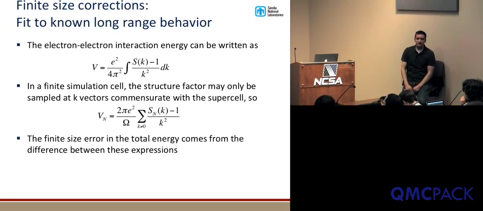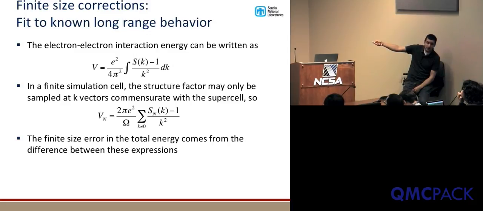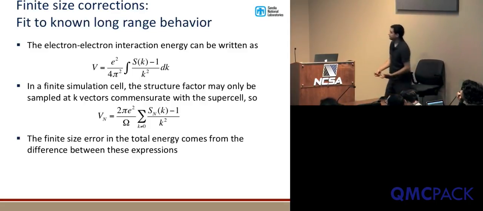So now in a finite size simulation cell, we actually don't get to do this integral, right? We're doing some summation over all the k vectors that are commensurate with the supercell that we have available to us. So there's a discretization error that happens when we're looking at this, but we would like to have this. And that's kind of the origin of the finite size effect for the potential energy.